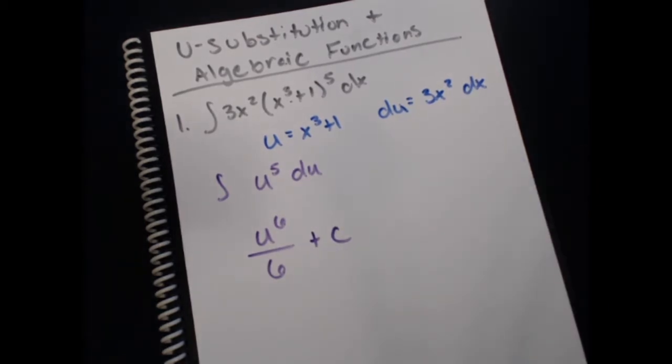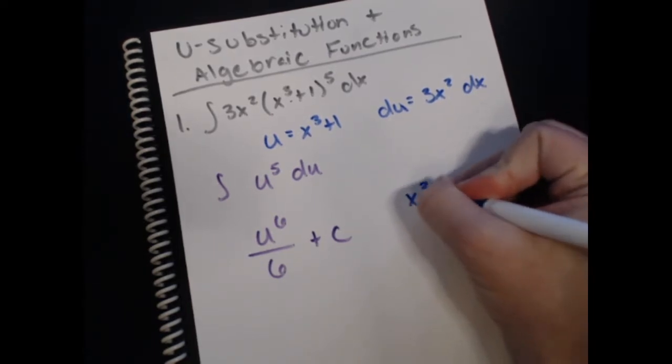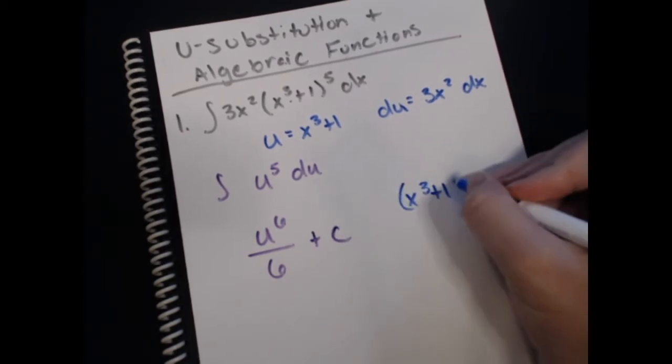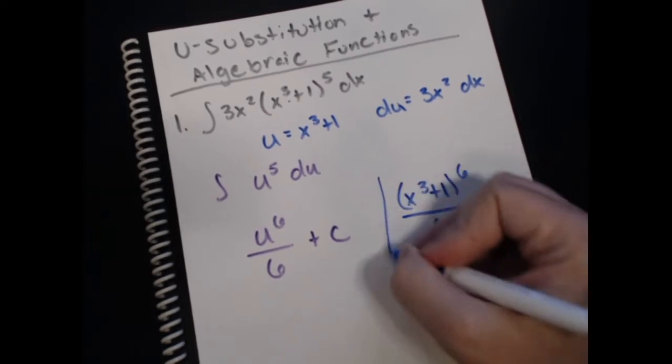And once you get to this point, you substitute back in. So you're like, oh, hey, I remember what u is. U was x cubed plus 1. My u is now to the 6th power, so that's to the 6th. It's over 6 plus c, and that's your answer.